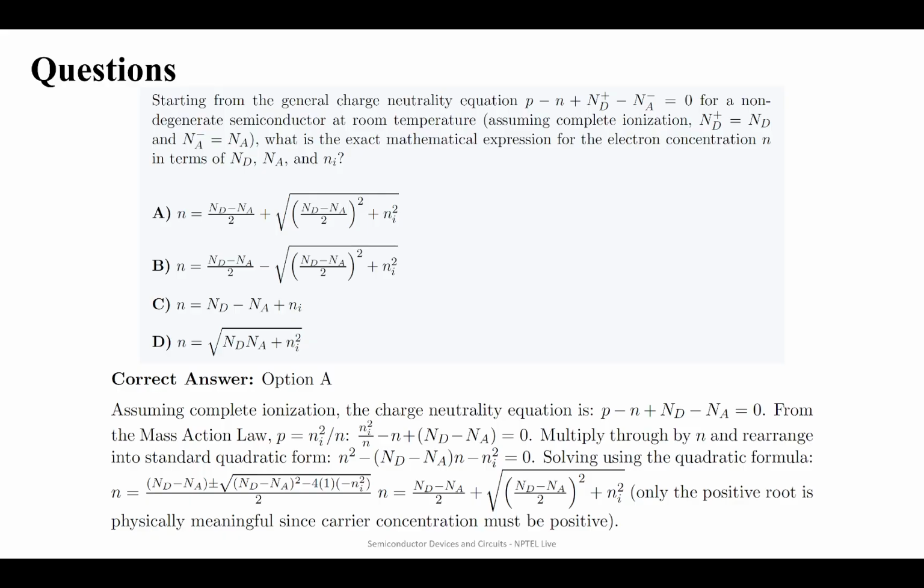If we solve this quadratic equation, we get n equals (Nd minus Na) plus or minus square root of (Nd minus Na) square minus 4 into 1 into minus ni square, divided by 2, which gives us n equals (Nd minus Na) by 2 plus square root of ((Nd minus Na) by 2) square plus ni square. Only the positive root is physically meaningful, as carrier concentration must be positive, so we cannot have the negative value.